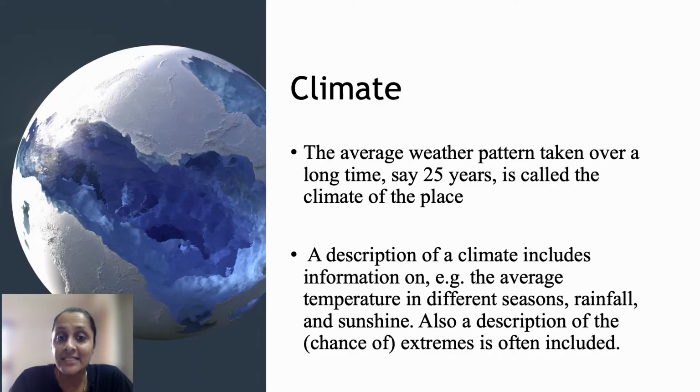Now what is climate? Climate is the average weather pattern taken over a long period of time, say around 25 years. Weather is based on everyday's weather conditions. So weather is on daily basis. While if you see climate, it is going to take weather of a particular place for a long period of time, around 20-25 years, and that decides what is the climate of the place.